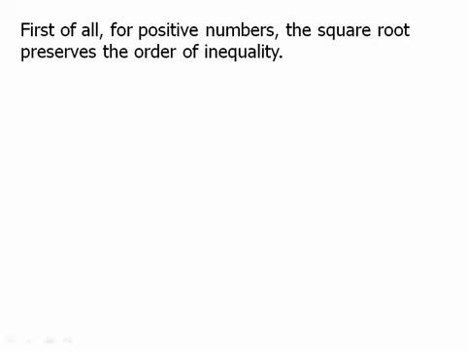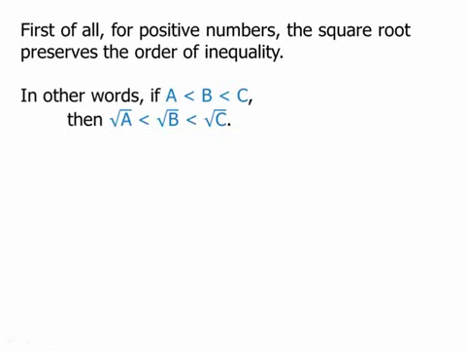First of all, for all positive numbers, the square root preserves the order of inequality. What do I mean by that? Well, if a is less than b is less than c, if they're in that particular order, then when we take the square root, they're still in exactly that same order. Square root of a is less than square root of b is less than square root of c. So that is true 100% of the time. If you have an inequality, you can take a square root of each term, and it still preserves the order of the inequality.